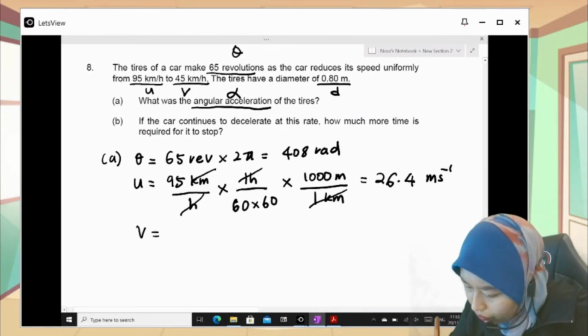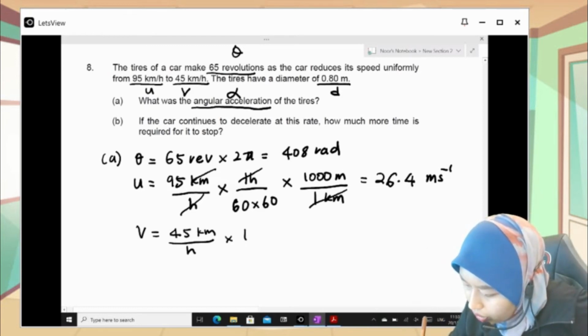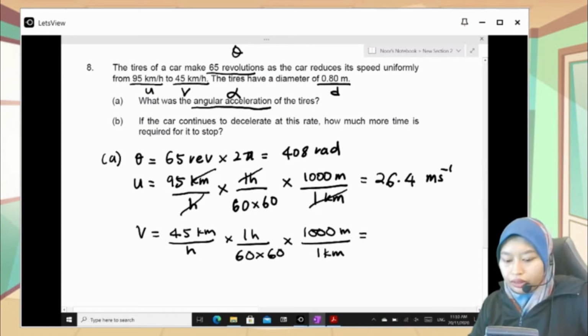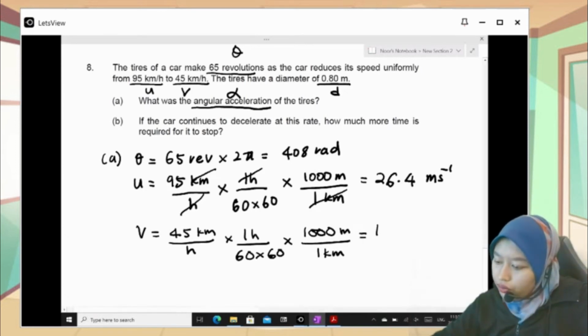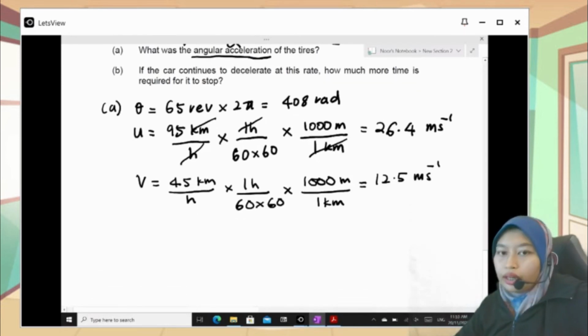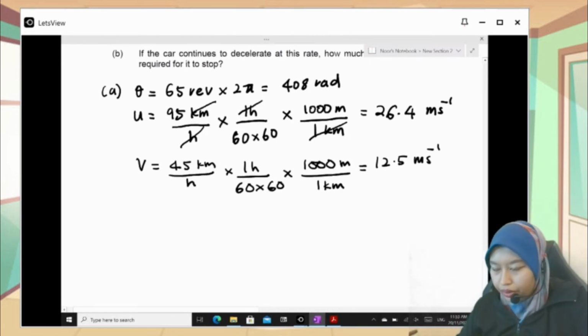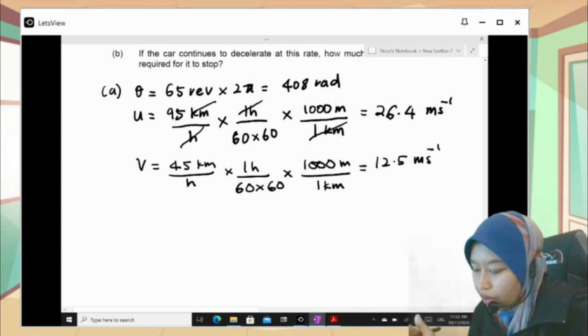For V, we've got 45 kilometer per hour, and then we change it to meter per second. So what we've got here is 1000 divided by 3600, 12.5 meter per second. Okay, this is still not rotational motion. This is still linear motion. So we need to change it to angular motion.